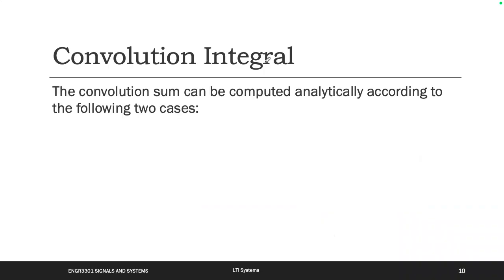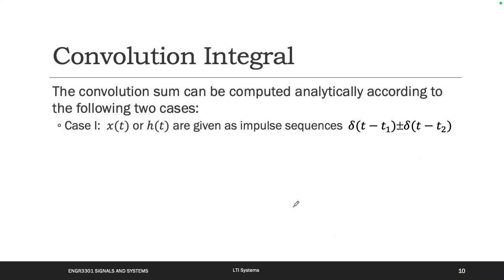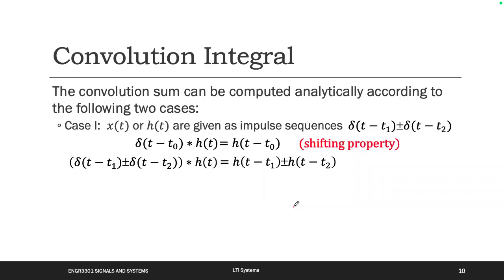Okay, and then let's try to summarize the convolution integral. For the convolution integral, this integral can be computed analytically according to the following two cases. The first one is s(t) or h(t) are given as impulse sequences, similar to this. Then you can use some properties, shifting property, distributive property, commutative property, to simplify your answer and get the result.